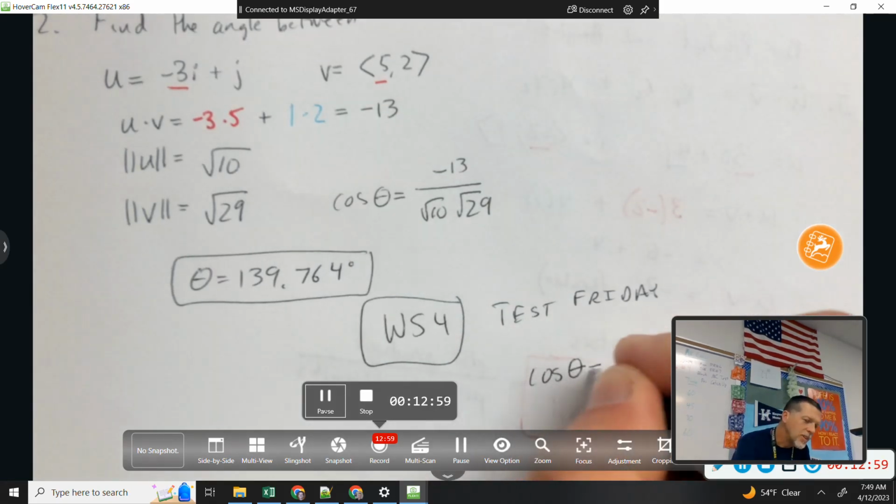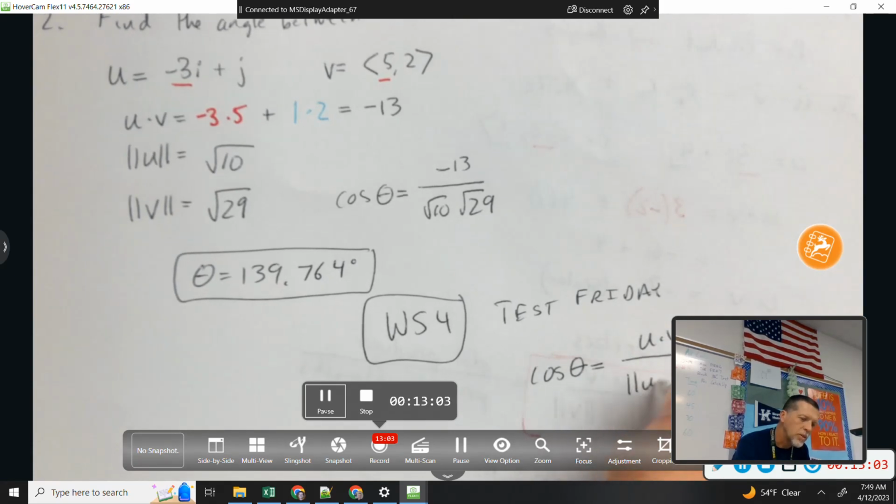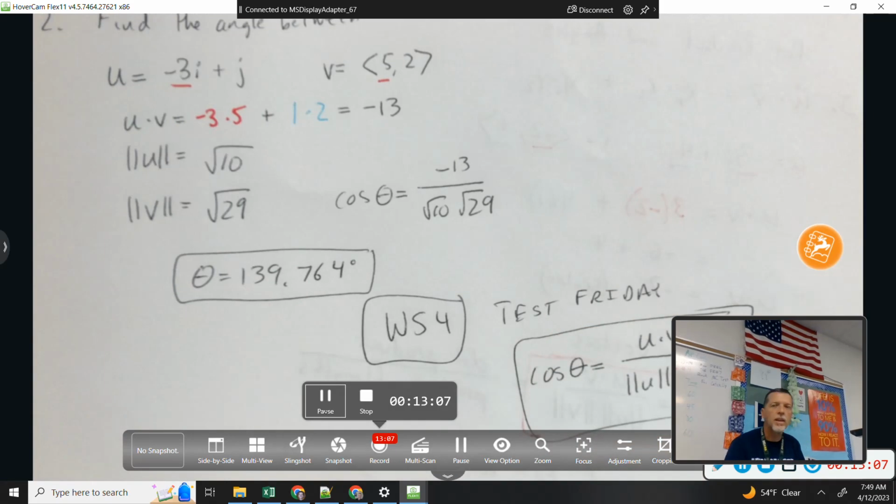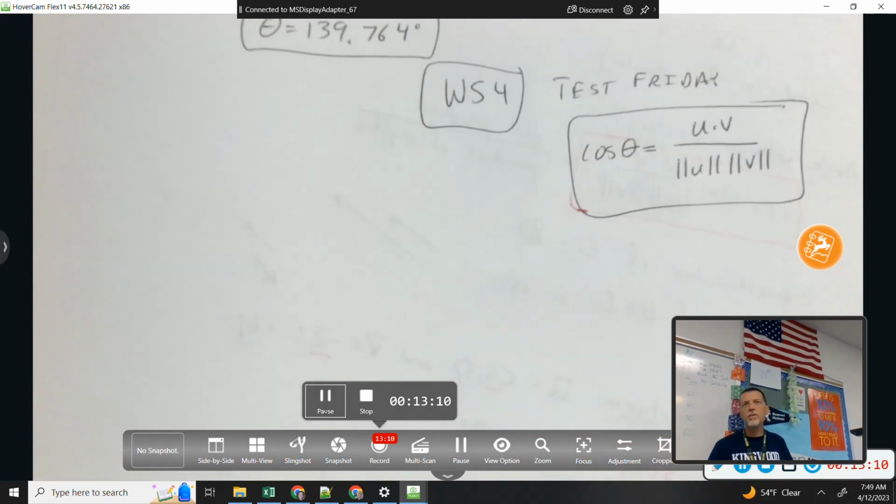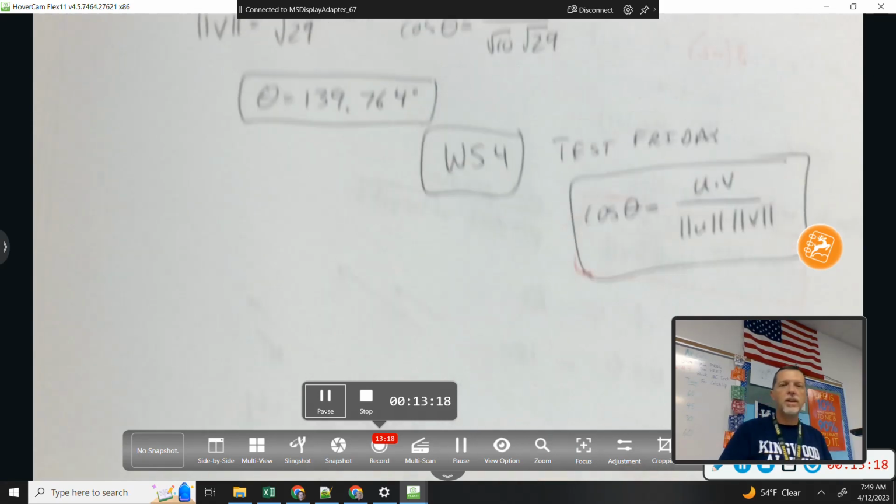I think the only formula that you need to know that's not given is that cosine formula that we just looked at. Dot product over product of lengths. But it's simple enough that if you do worksheet 4, it'll kind of get stuck in your memory by default.